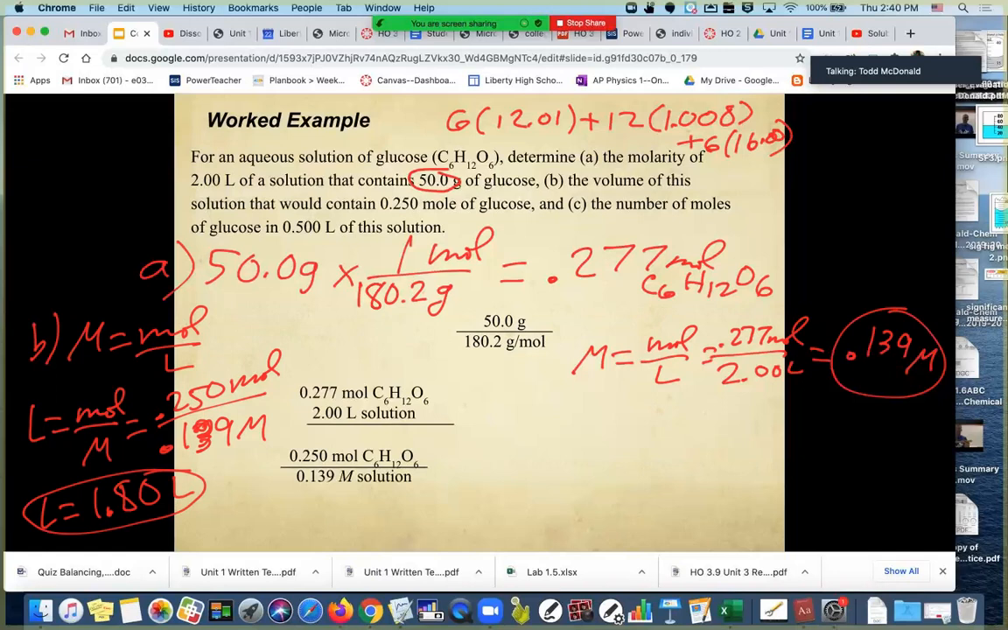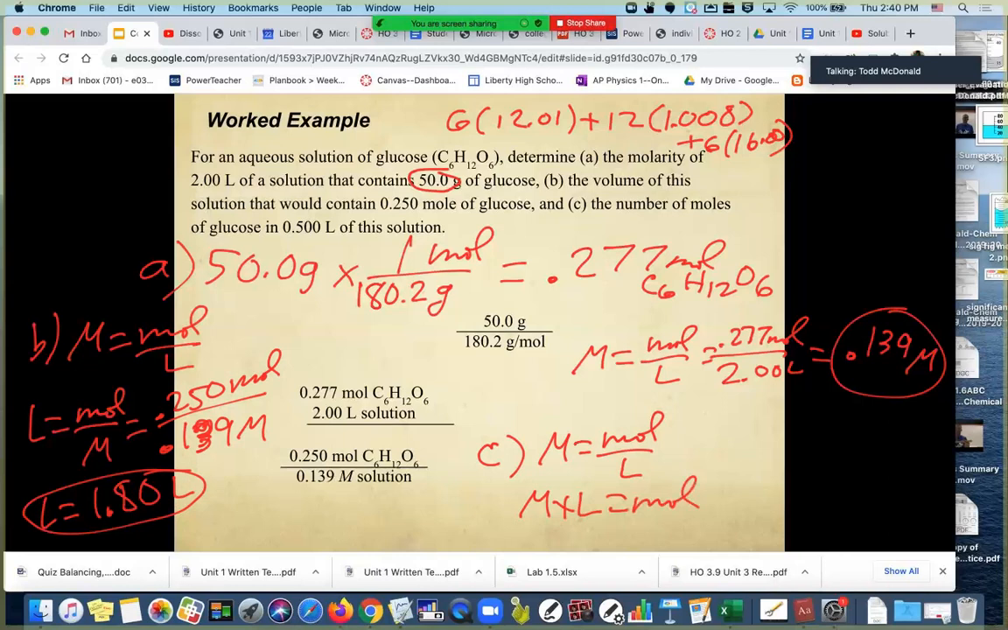Okay. Part C is asking for the number of moles of glucose in 0.5 liters of solution. So again, assuming we have the same molarity of solution, this 0.139 molar, and I pour out a half a liter, 0.5 liters, how many moles would that be? So again, go back to our molarity equation. Molarity is moles over liters, right? If I cross multiply, molarity times liters equals moles.